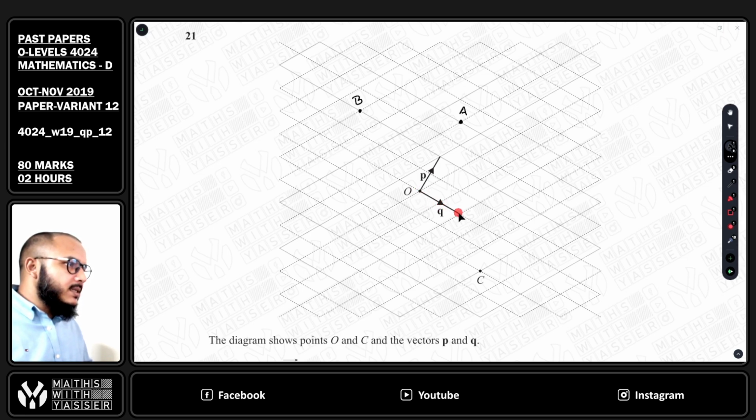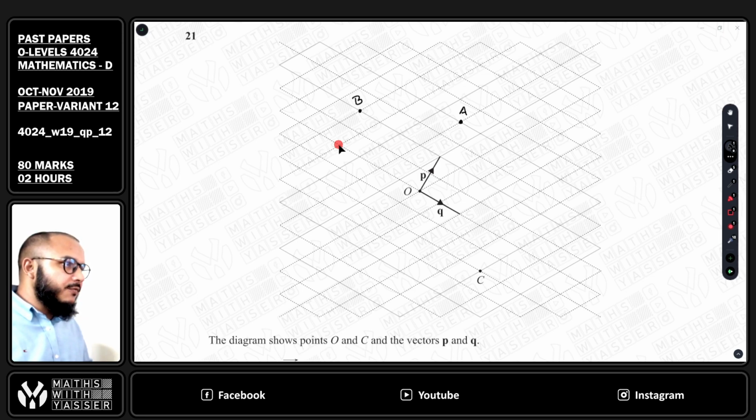If positive q is going in this direction, that means negative q will go in this direction. For just one negative q, it will be 1 to 2 units. And in order to get two negative q, this will be twice. So 1, 2, 3, 4. Over here, I will have minus 2q.